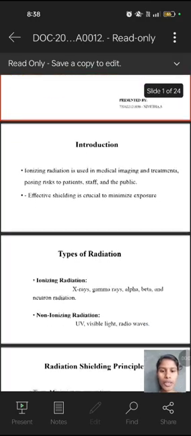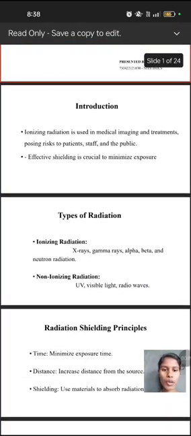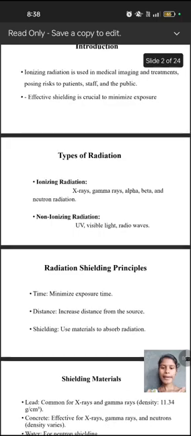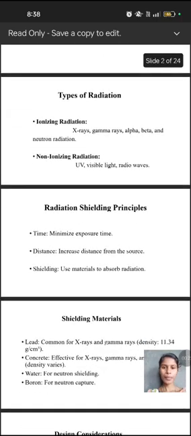For the introduction, ionizing radiation is used in medical imaging and treatments, posing risks to patients, staff and the public. Effective shielding is crucial to minimize exposure. There are two types of radiation: ionizing radiation and non-ionizing radiation. Ionizing radiation includes X-rays, gamma rays, alpha, beta and neutron radiation. The non-ionizing radiations are UV rays, visible light and radio waves.